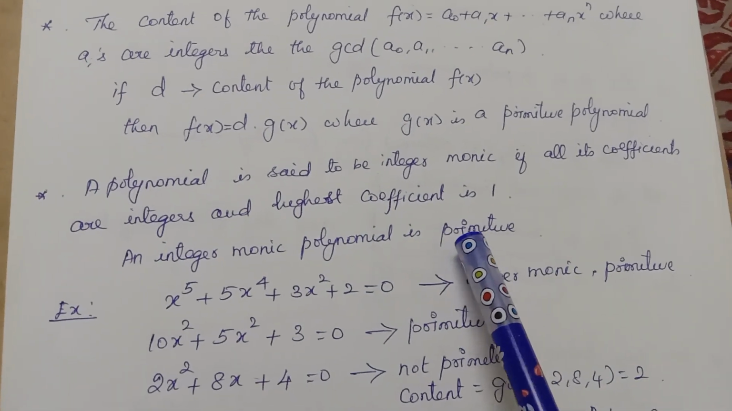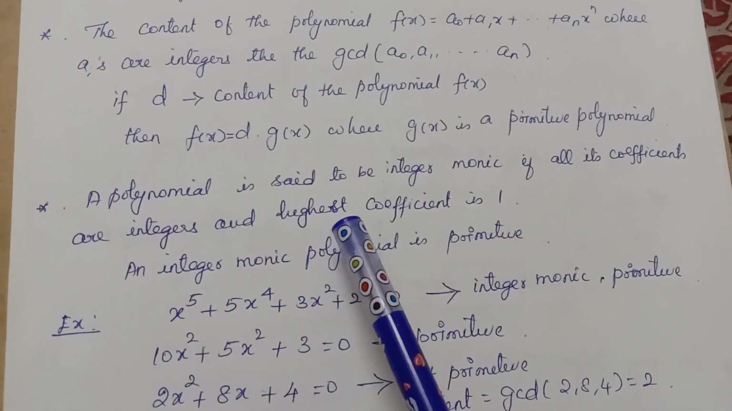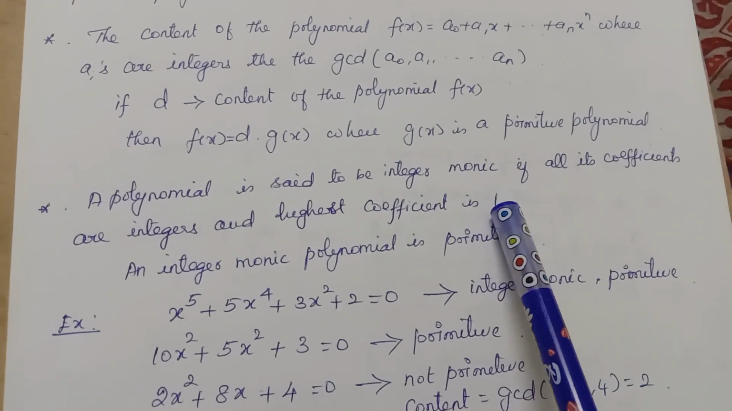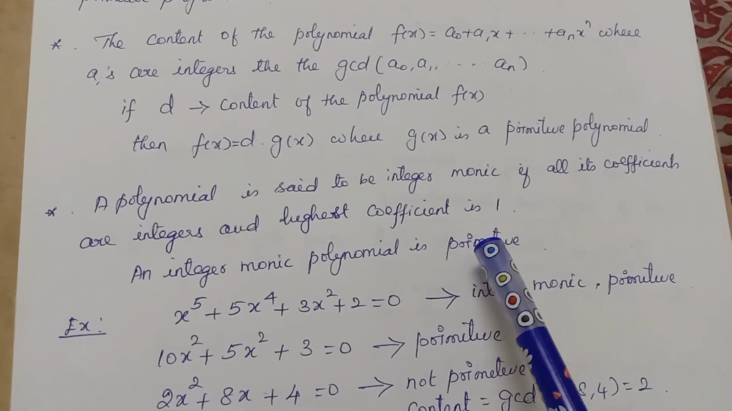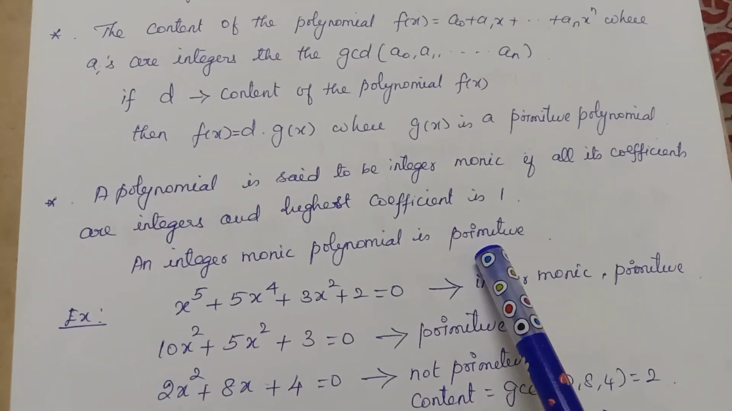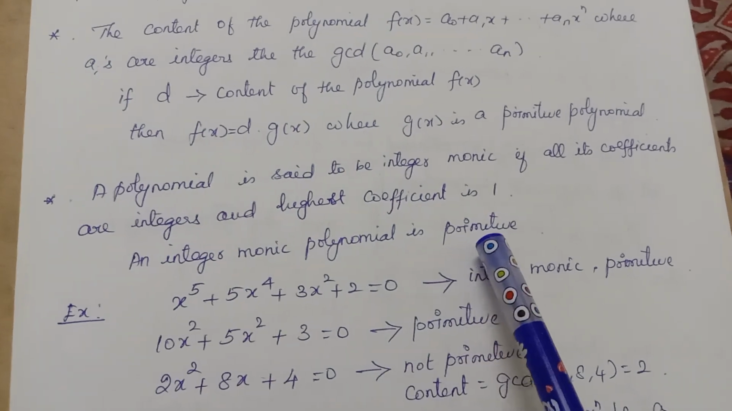Why am I saying this? Because monic means the highest coefficient is equal to 1. Now, if any one of the coefficients is 1, then the GCD will obviously be equal to 1. Therefore, it will obviously be a primitive polynomial. Therefore, an integer monic polynomial will be primitive.